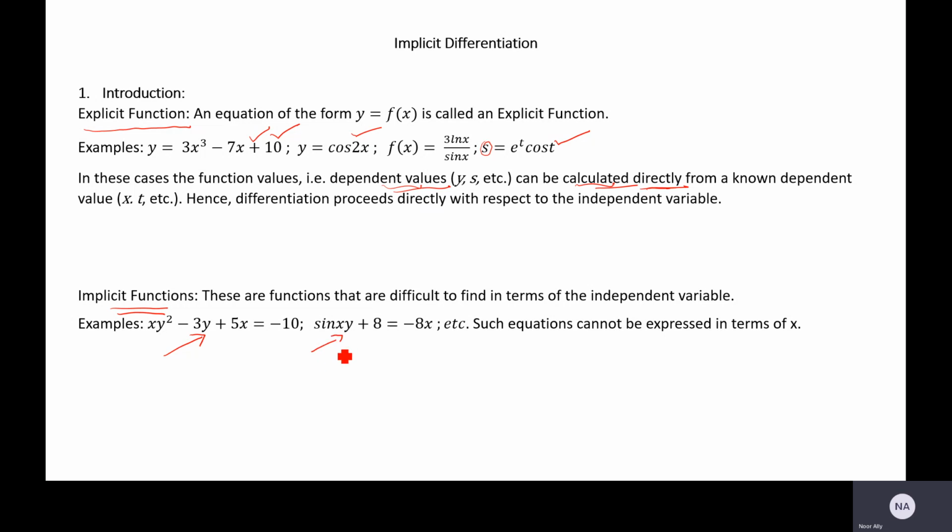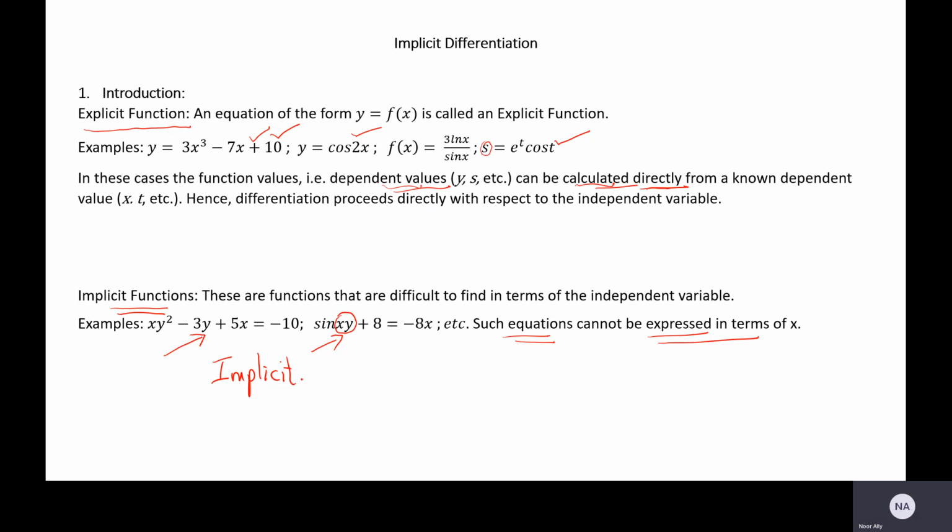Here we have another: the sine of xy plus 8 is equal to minus 8x. There we can see how x and y are multiplied. It becomes quite difficult mathematically to make y the subject of the formula. Now, such equations are difficult to express in terms of x, and they are known as implicit equations.